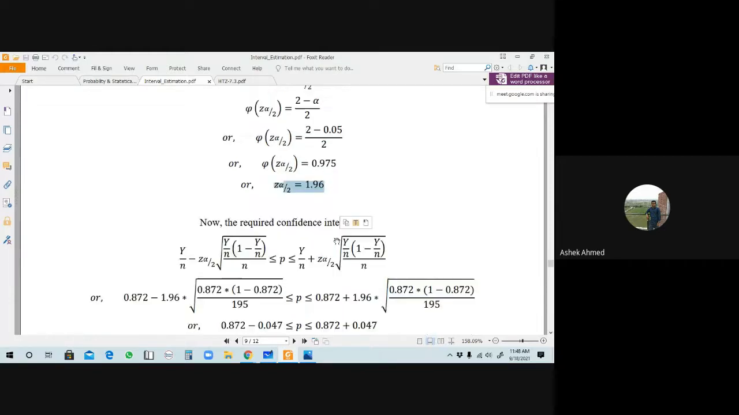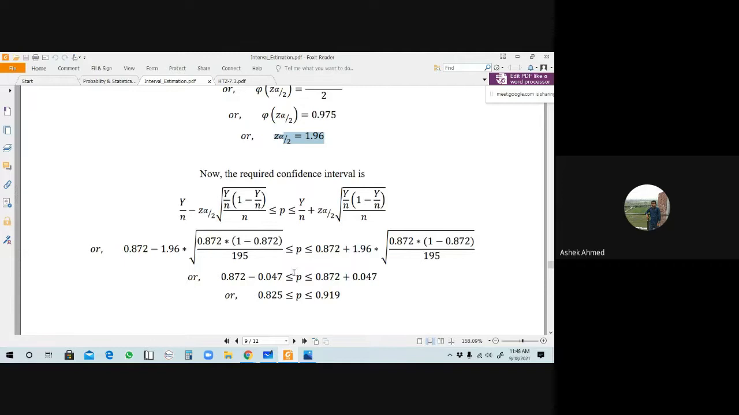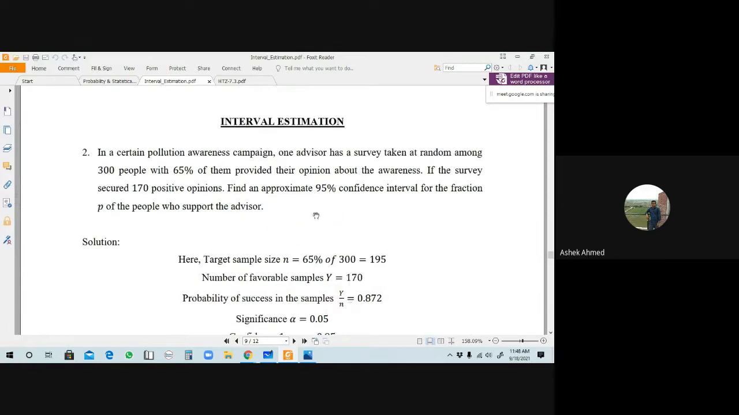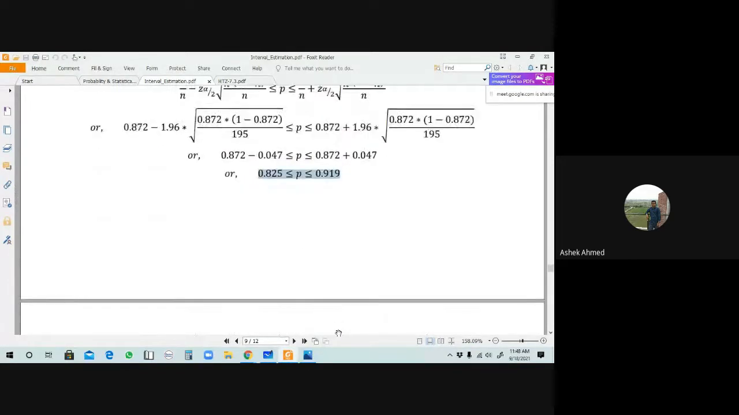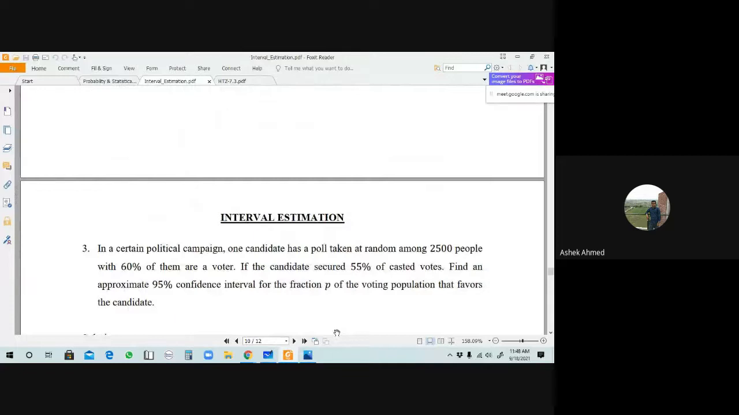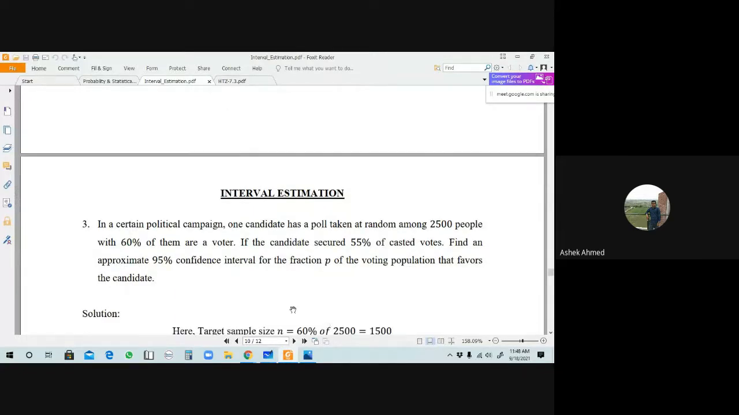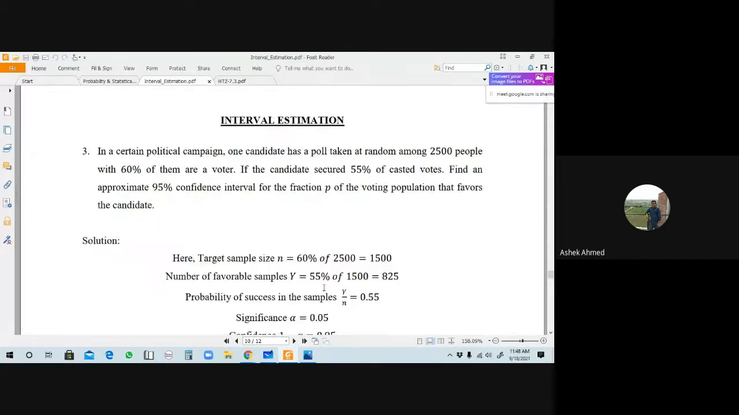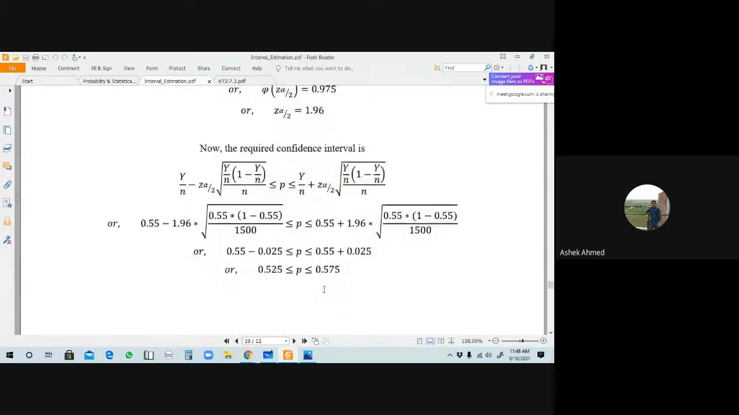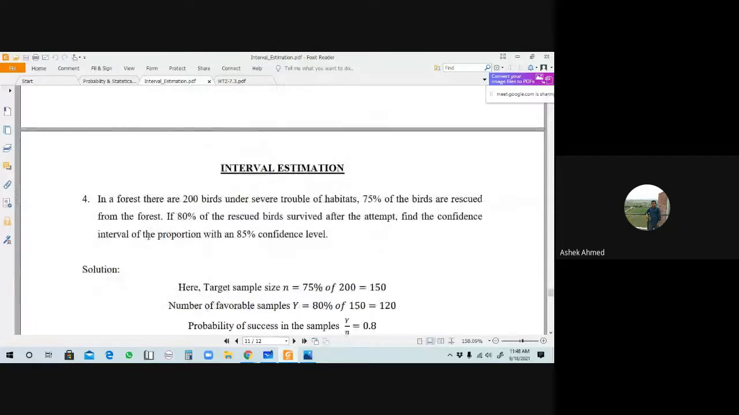Okay, after evaluating all results, if you substitute these values into this formula, then you will get an interval. That interval will be the 95% confidence interval for the proportion p. I think you can solve example number 2 also by using this concept. Using this concept, do example 3 and example number 4.